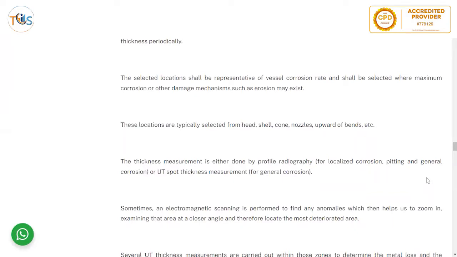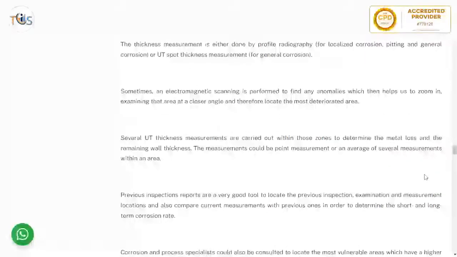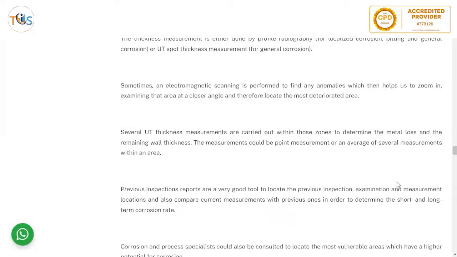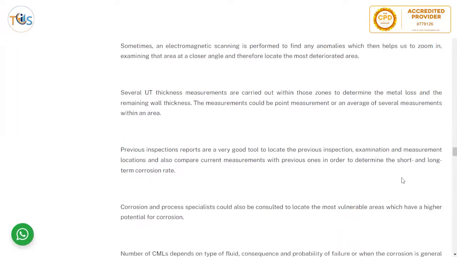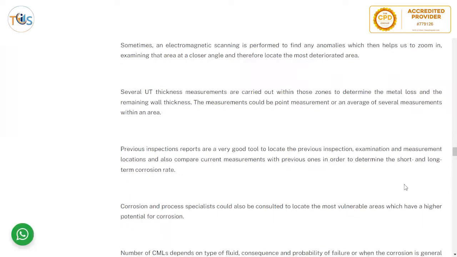The thickness measurement is either done by profile radiography for localized corrosion, pitting, and general corrosion, or UT spot thickness measurement for general corrosion. Sometimes an electromagnetic scanning is performed to find any anomalies, which then helps us to zoom in, examining that area at a closer angle and therefore locate the most deteriorated area. Several UT thickness measurements are carried out within those zones to determine the metal loss and the remaining wall thickness.